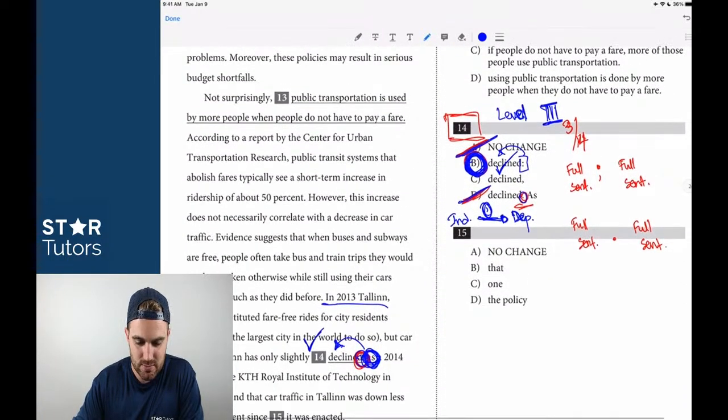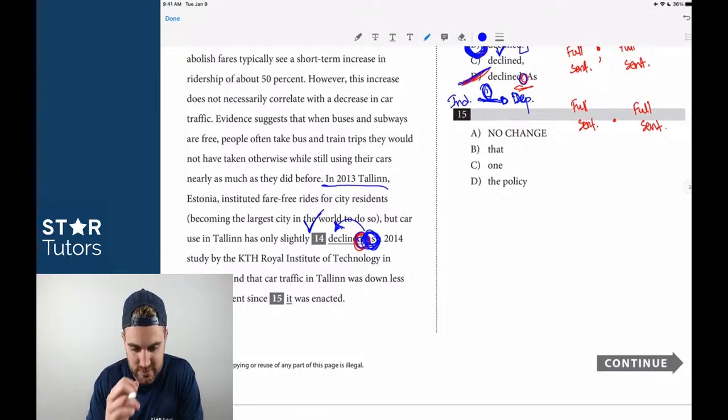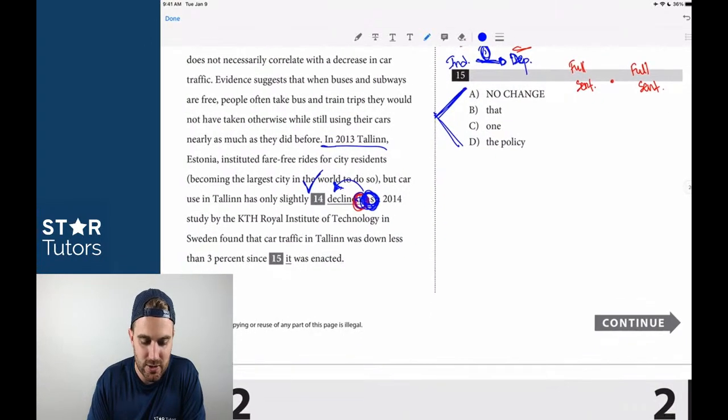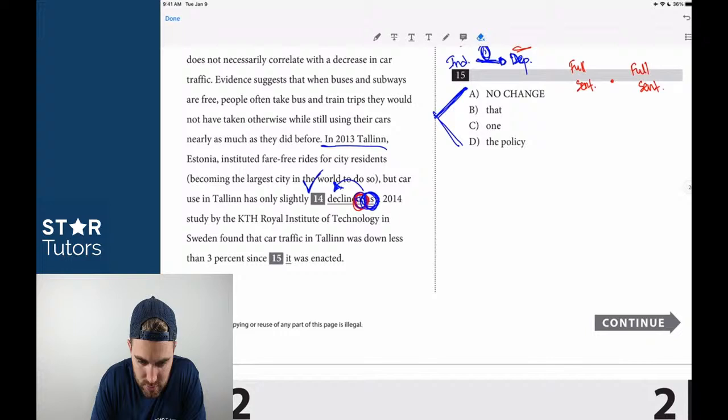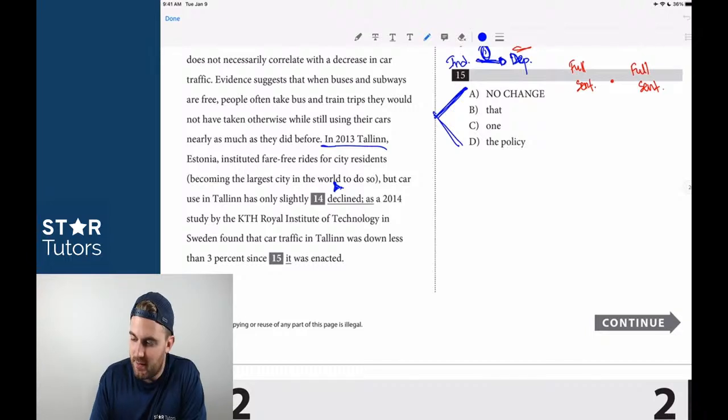Number 15. Number 15 is a pronoun here. This one looks like it's going to be a little bit harder. Okay, so we ask ourselves, right, as we read through this. Let me erase some of this because we already did 14. As a 2014 study by the KTH Royal Institute of Technology student found, the car traffic in town was down less than 3% since it was enacted. This is a really tricky one.